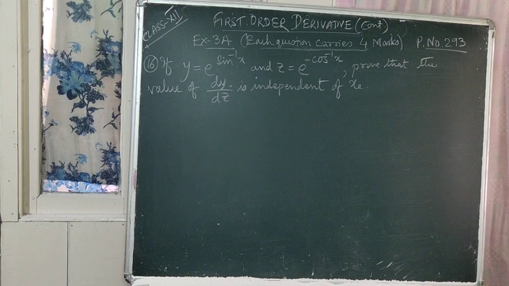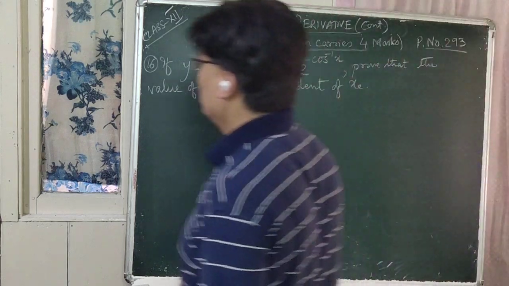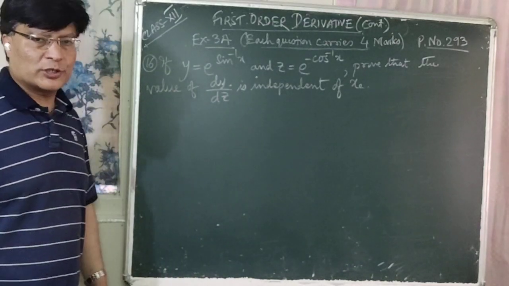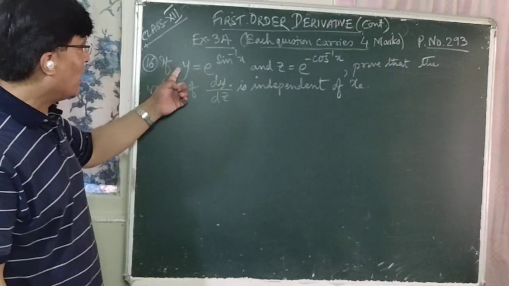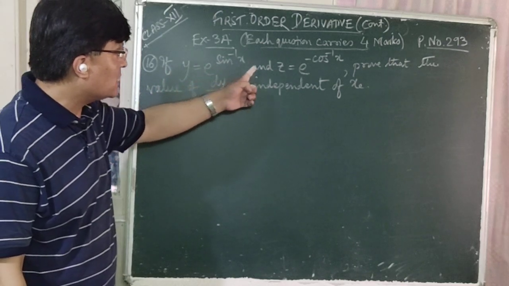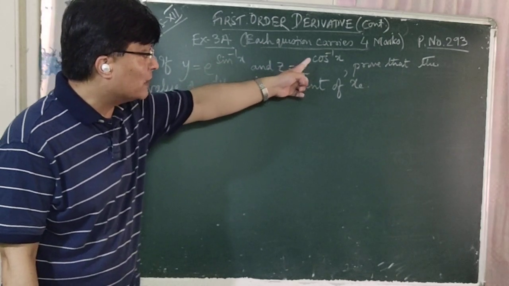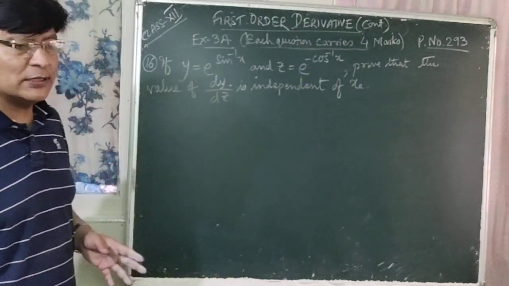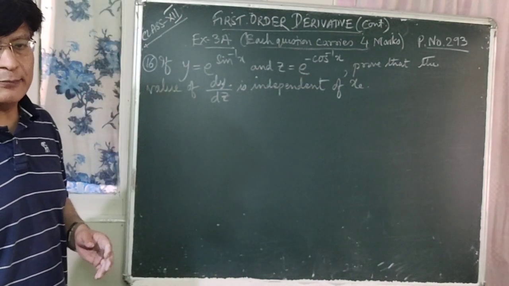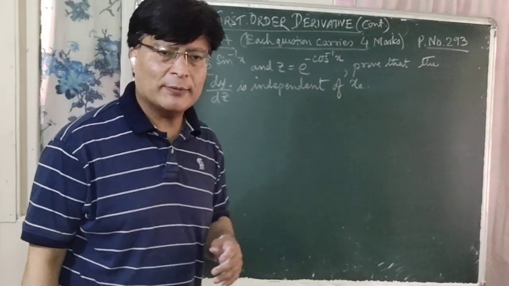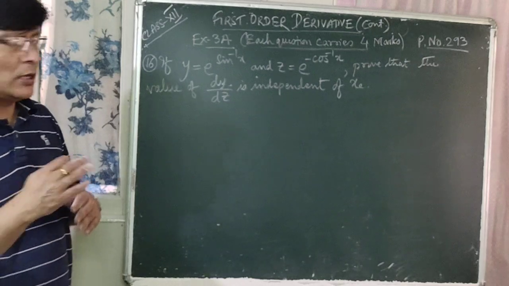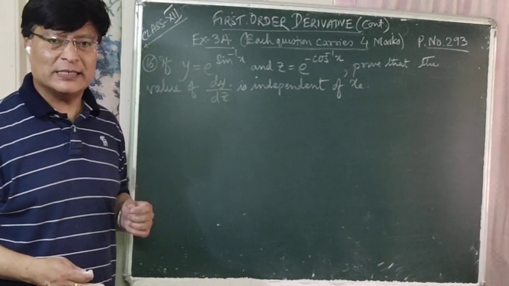We'll do the next question, that is question number 16. If y is equal to e to the power sin inverse x and z is equal to e to the power minus cos inverse x, then prove that the value of dy by dz is independent of x. That means the value of dy by dz should be free from x. There should not be any term containing x while you get the value for dy by dz.